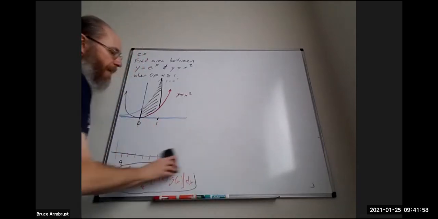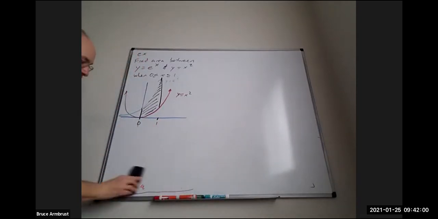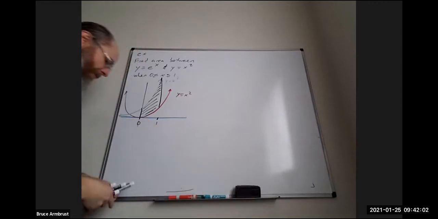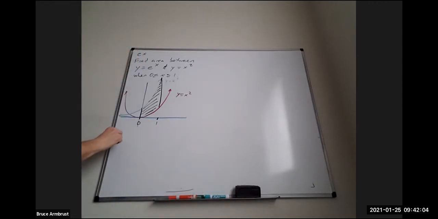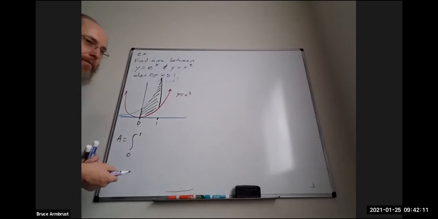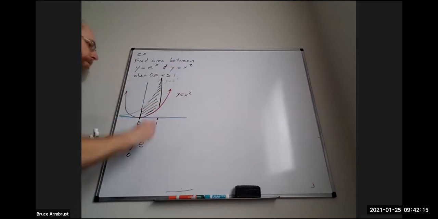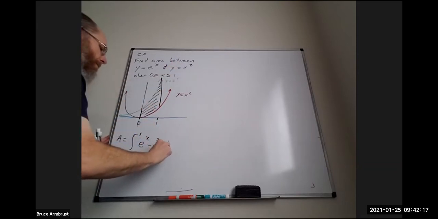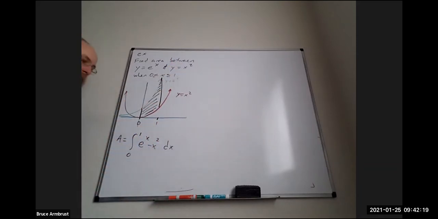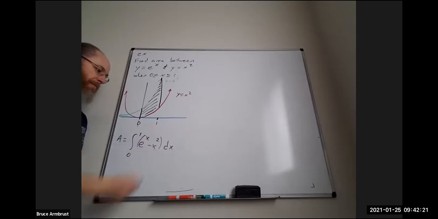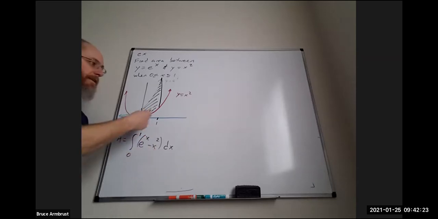All right, well, it's actually this easy. All you got to do, set up our integral. We're going from 0 to 1, and we take top minus bottom. So the top function is e to the x. The bottom function is x squared. And there you go. That's the integral that's going to give us this area.